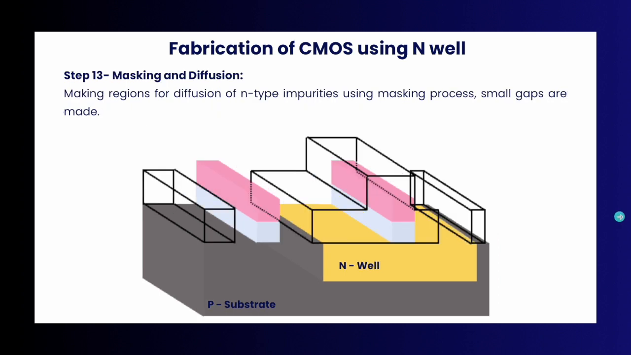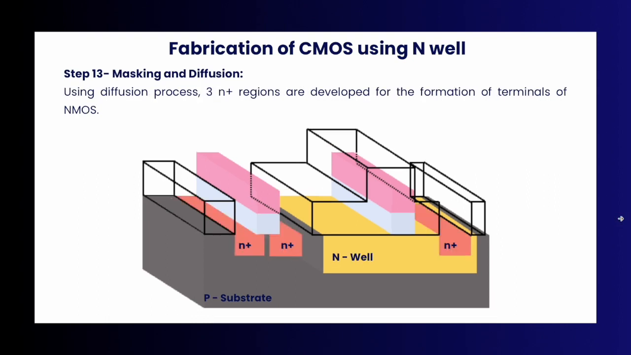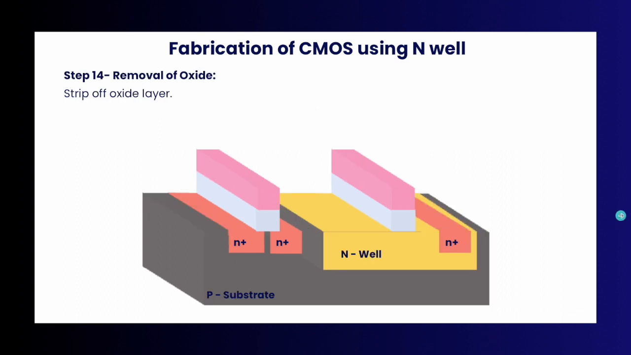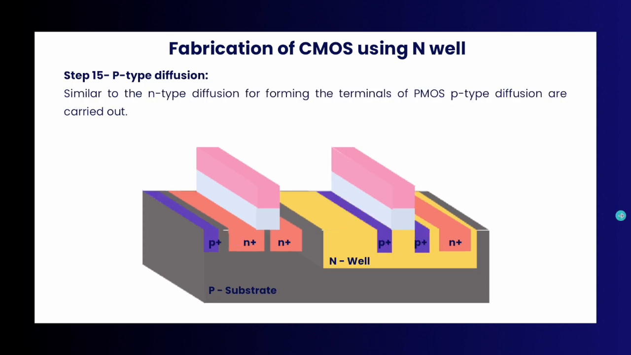Step 13. Masking and diffusion. Making regions for diffusion of N-type impurities using masking process. Small gaps are made. Using diffusion process, N+ regions are developed for the formation of terminals of NMOS. Step 14. Removal of oxide. Strip off oxide layer. Step 15, P-type diffusion. Similar to the N-type diffusion, for forming the terminals of PMOS, P-type diffusion are carried out.